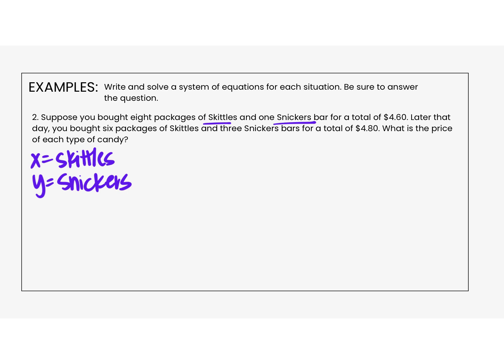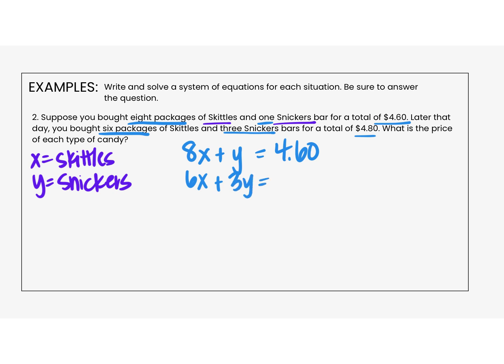So in the first scenario, we bought 8 packages of Skittles, 1 Snickers bar, and it was $4.60. So let's just write that out. 8 times whatever the price of Skittles is, plus 1 times whatever a Snickers bar is, had to equal $4.60. In the second situation, we bought 6 packages of Skittles and 3 Snickers bars for a total of $4.80. So again, 6 Skittles plus 3 Snickers has to equal $4.80. Okay, so I have 2 equations and 2 variables, so I can solve that.